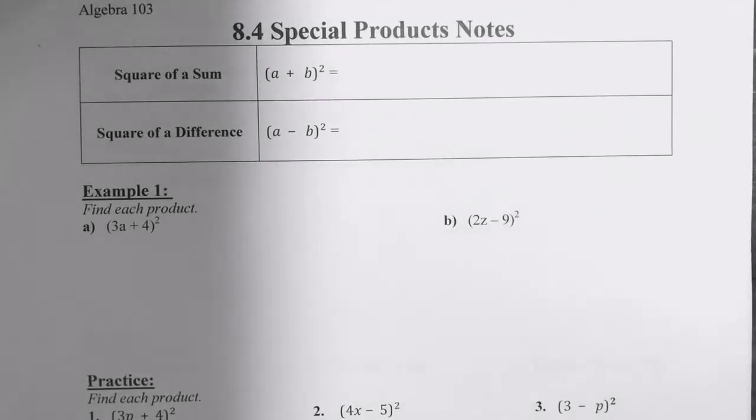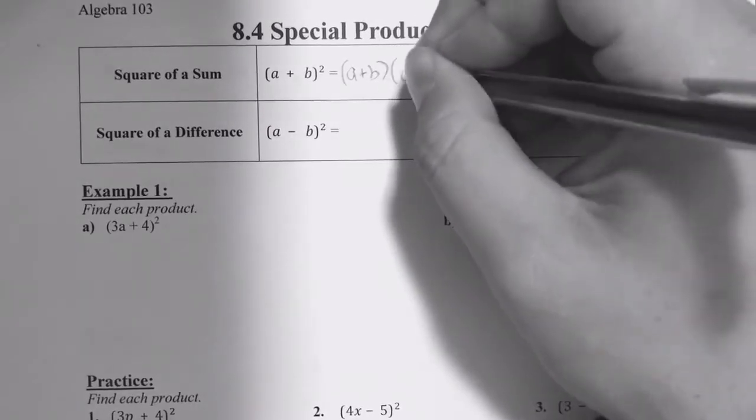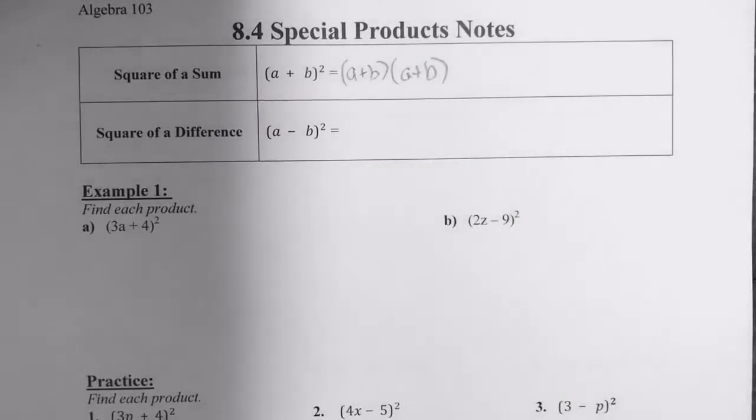All right, so today we're going to talk about special products. Special products have to do with FOILing, so we're going to do some more FOILing today. All right, so the square of a sum. The parenthesis a plus b parenthesis squared. What that really means is a plus b is there twice, so you're going to have to FOIL that.